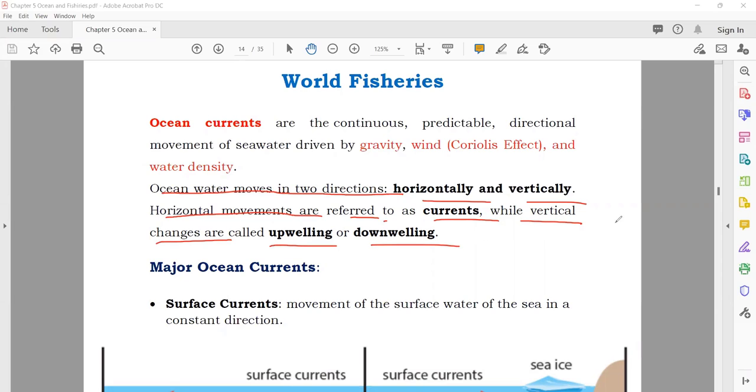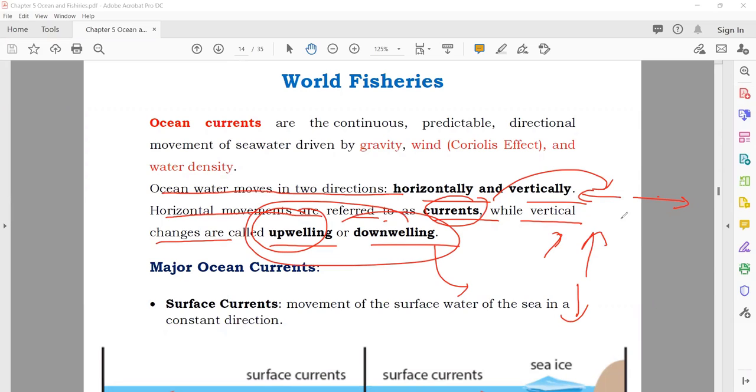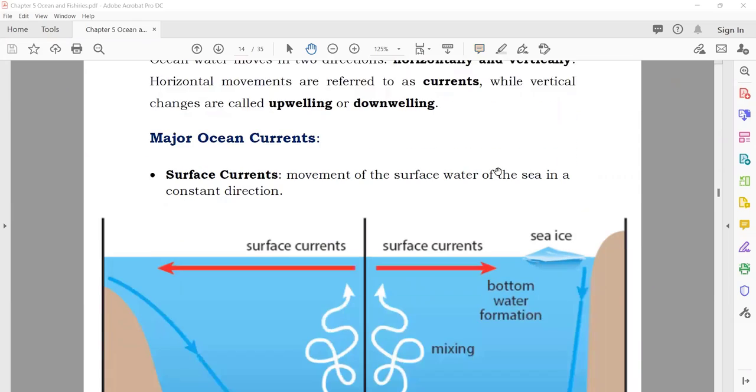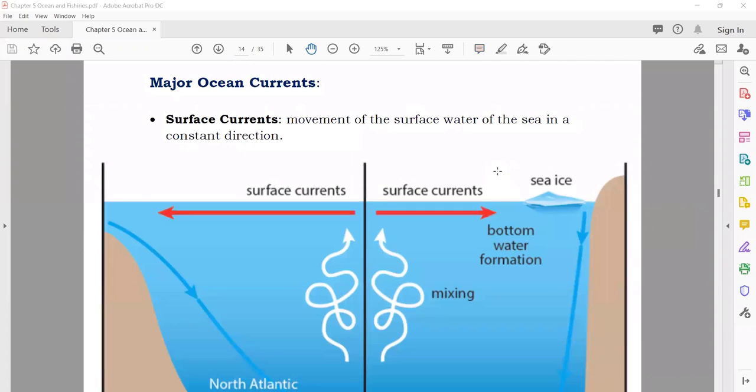Understand? If you talk about the motion in which the water is moving right or left, that is known as current. And if the water is moving upward, that is known as upwelling. If the water is moving downward, it is known as downwelling, or both together are known as upwelling or downwelling. Is it clear?